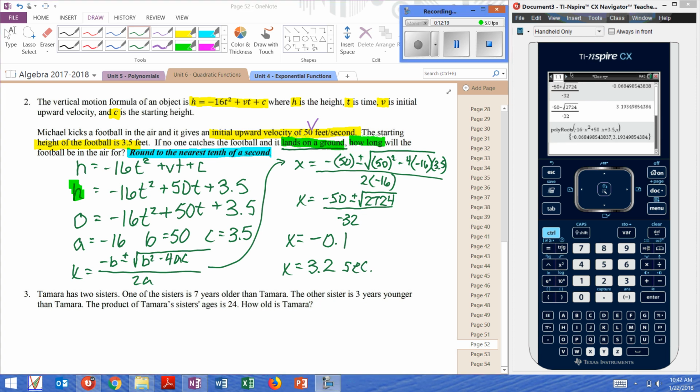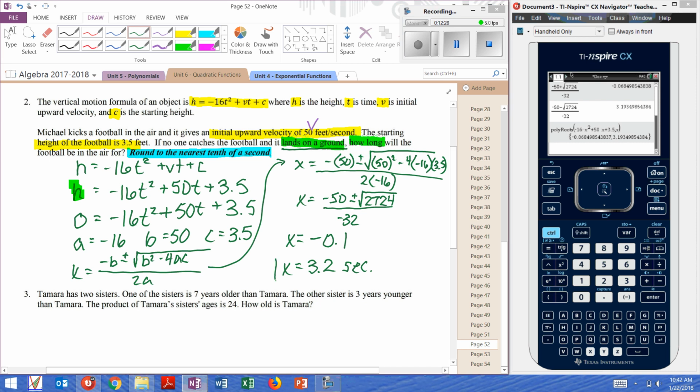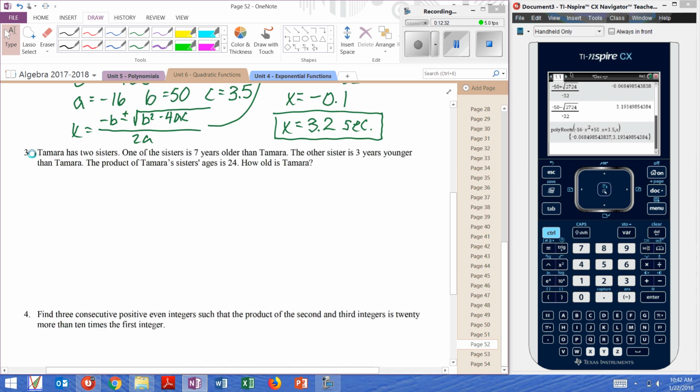And just to be thorough, I ended up using the check on my calculator to make sure that my 2 values were the same and that I didn't make any mistakes substituting. So I have confirmed that my answer is correct. All right, heading on to 3.